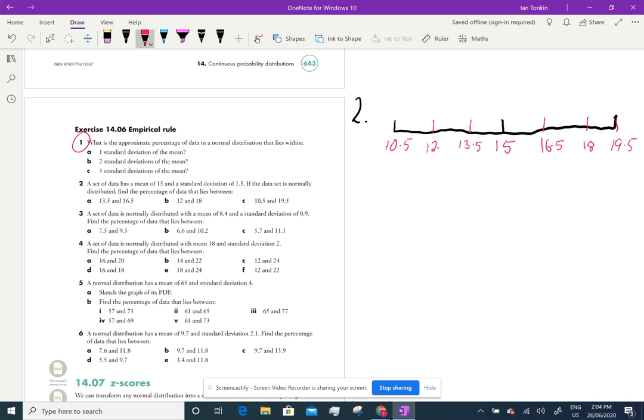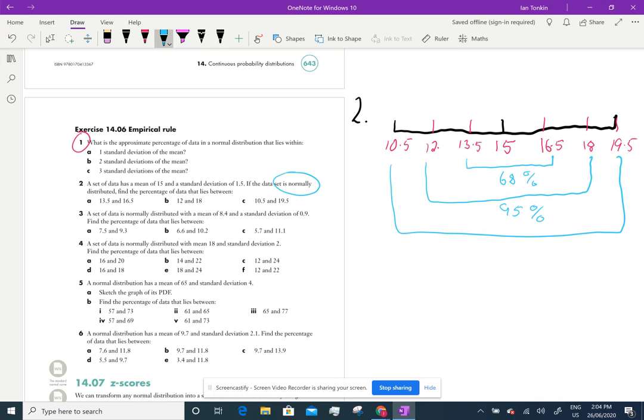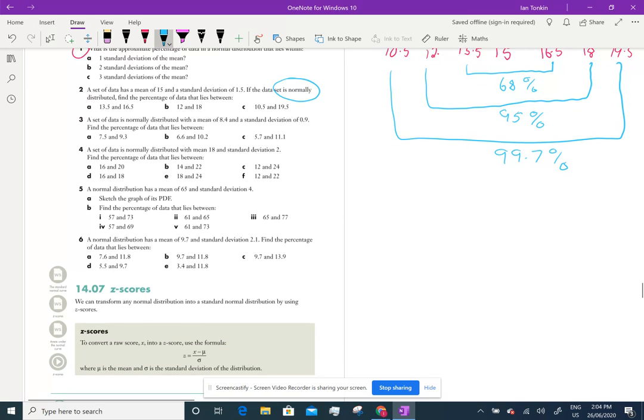Now, usually they'll ask you a variety of questions in this. But in question 2, they just ask what percentage is there. And you know it's a normal distribution; they must state that the data is normally distributed. That's 68% between 13.5 and 16.5. Between 12 and 18, 95%. We're essentially doing the same thing we did before. And 10.5 to 19.5 is 99.7%.